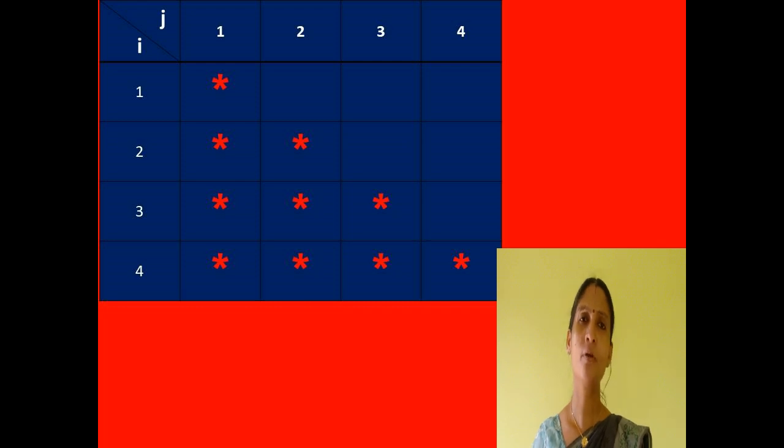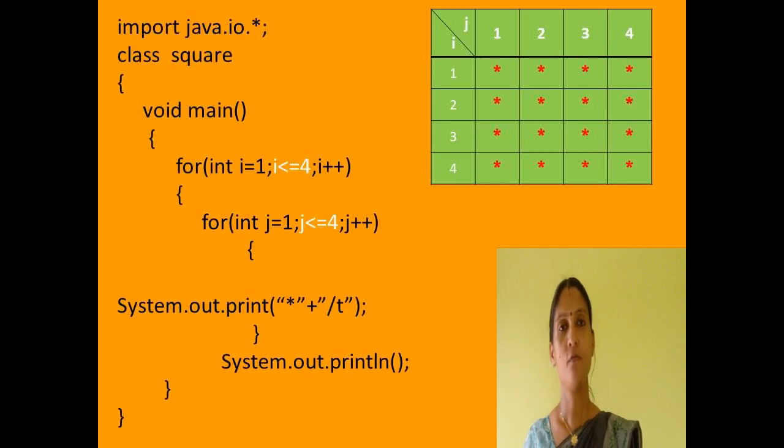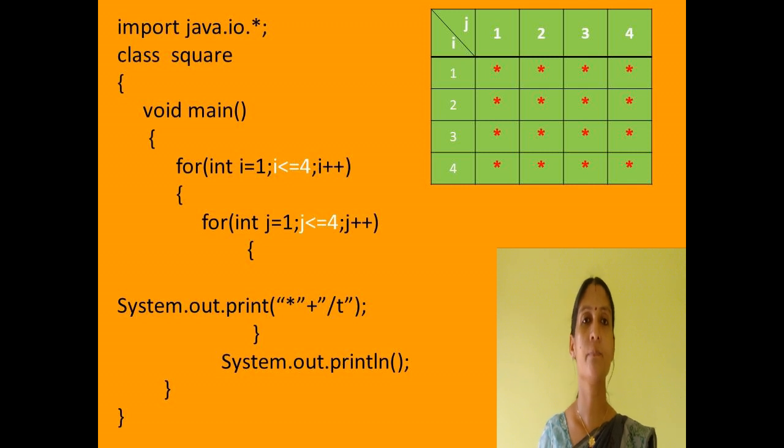Then how can you develop the programs related to this one? See, to create this one, first I will show a square. How can you create it? See, here I am starting this program. Import java.io.*. Then class SquarePattern. Open the curly bracket.